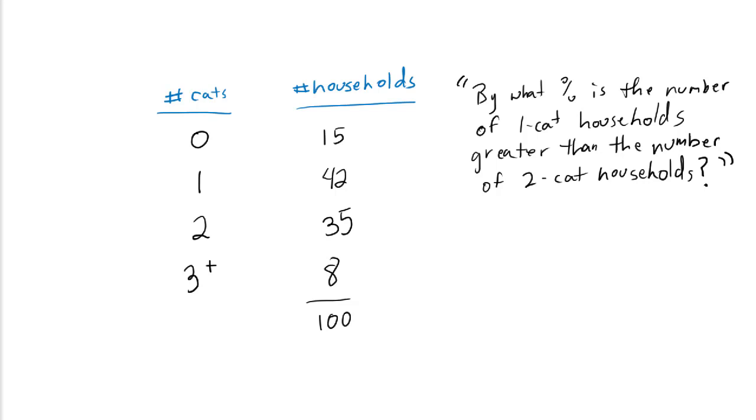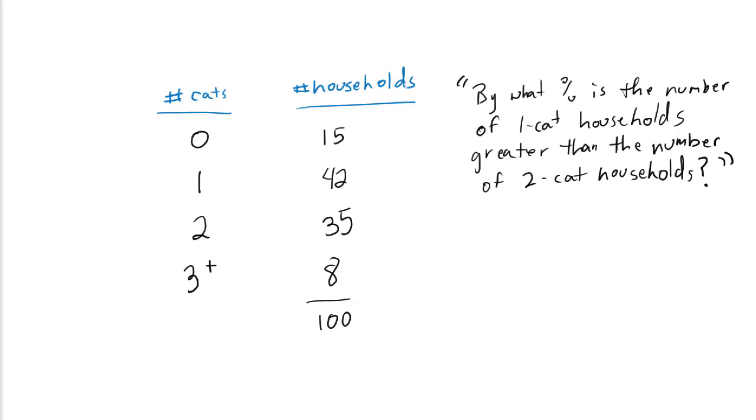Number 95. We're given a table of the number of cats, and it's essentially a frequency table. The number of households that have 0 cats, the number of households that have 1 cat, 2 cats, and 3 or more cats. The total number of households is 100 in our table. This might be the best problem on the exam.